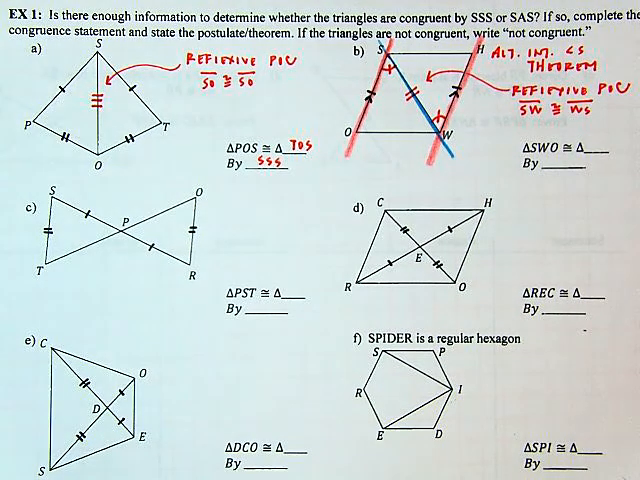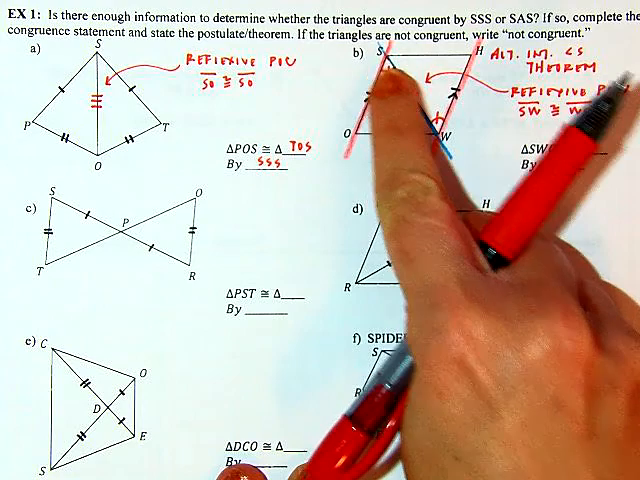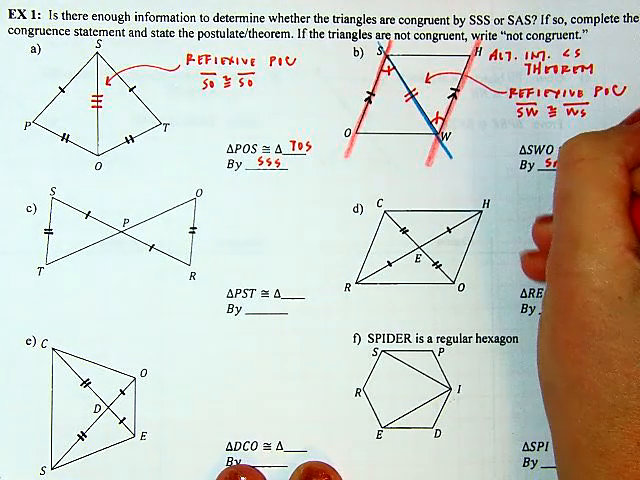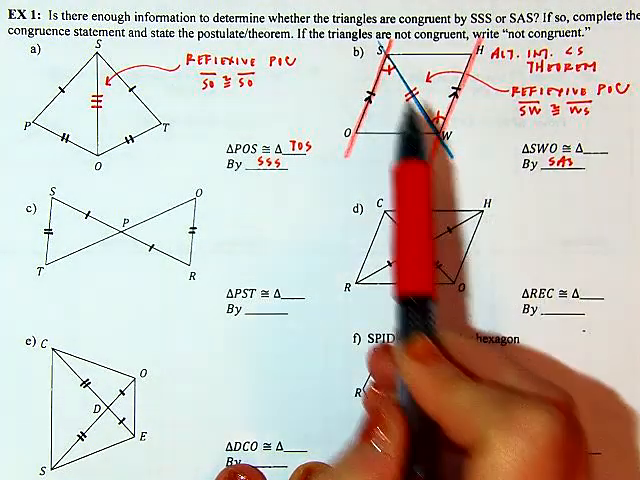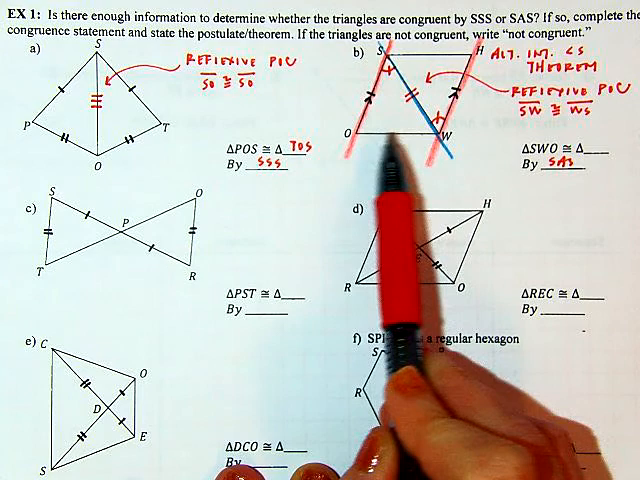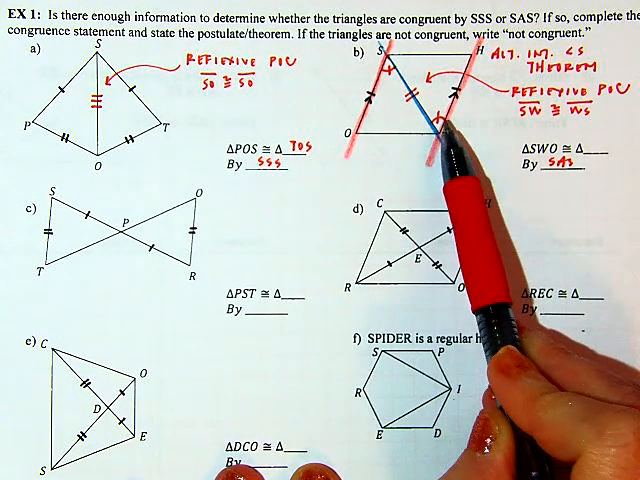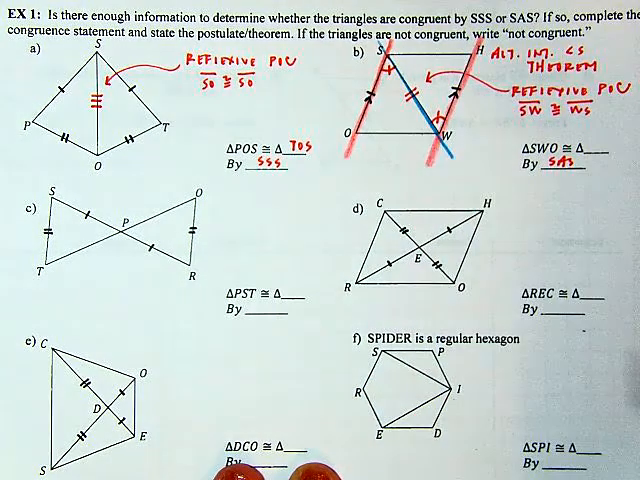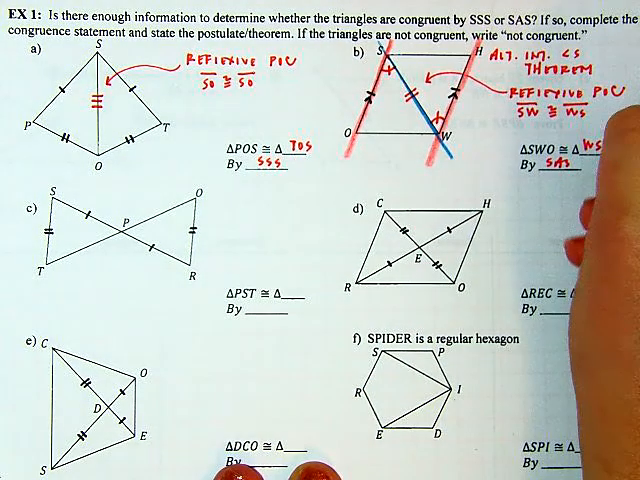All right, so now do we have enough information? We should. We have side, angle, side, right? Side, angle, side, SAS. And if I call the first one SWO, the second one would be WSH. Order matters.